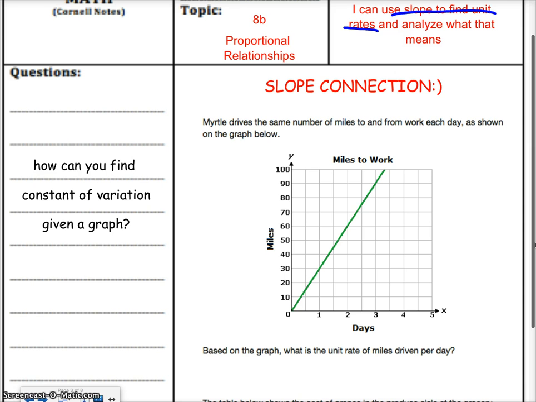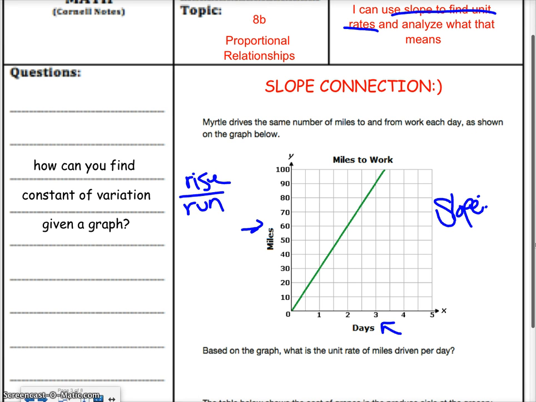Myrtle drives the same number of miles to and from work each day, as shown on the graph below. So we have miles and days. Based on the graph, what is the unit rate? So you have to find the slope. So you're going to write slope next to it. Just a reminder, slope is rise over run. Do you remember that? Rise over run.